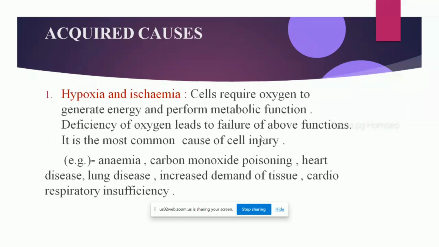In acquired causes, first one is hypoxia and ischemia. Hypoxia means oxygen reduction. Cells require oxygen to generate energy and perform metabolic functions. Deficiency of oxygen leads to failure of these functions, so it mostly causes cellular injury.